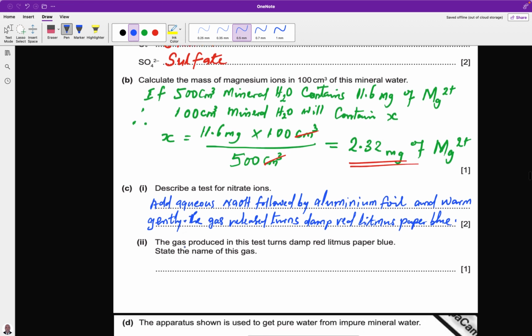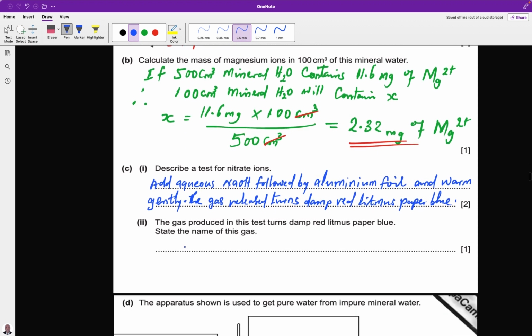Okay, let's proceed. You have 2 marks there. The gas produced in this test turns red litmus paper blue, just as I told you. State the name of the gas. Simple. Ammonia gas. NH3.